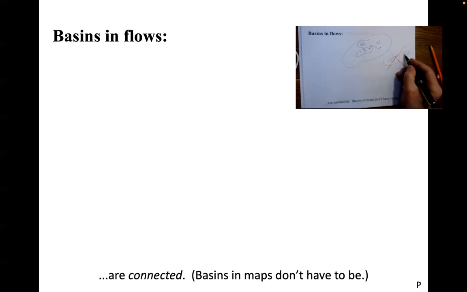And here it can't do that. There's no way a continuous line can hop across there. In a map, it can hop, because in maps, the state goes hop and then it goes hoink and then it goes hoink. Basically, it can hop over things. That's a formal statement of how this works. So basins and flows have to be connected. Basins and maps do not have to be connected. And we'll come back to that a bunch of times.